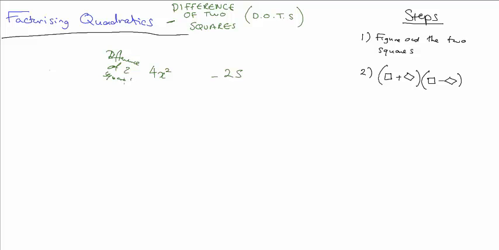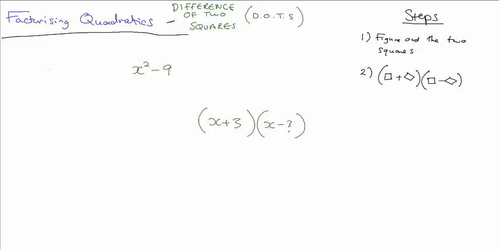There are few things easier in the world of maths than difference of two squares. And here's literally how you do it. I'm not going to bother going into too much explanation, it's just easy. So you need to be able to factorize this, and I'll tell you what the answer is right now. The answer is x plus 3 and x minus 3.